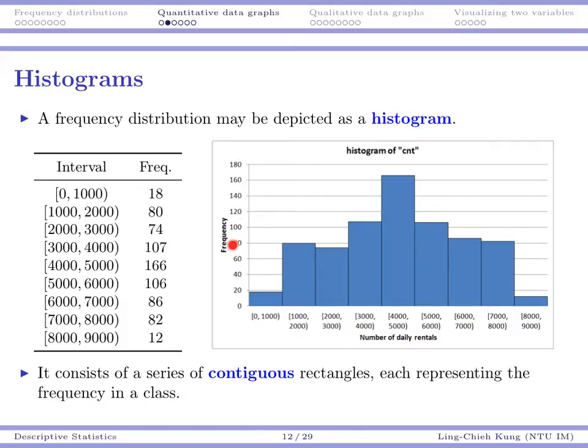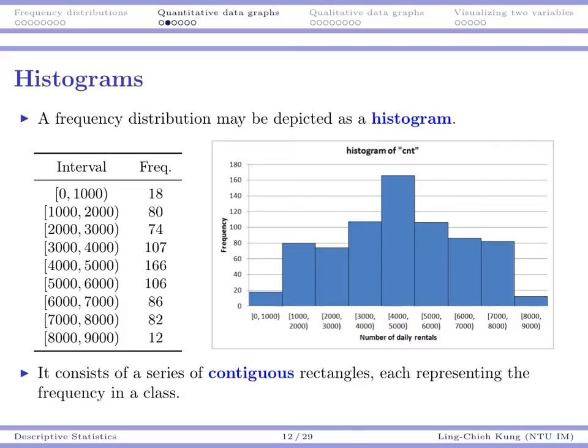With a histogram like this, you can directly see that most of the daily rentals are around 4,000 and 5,000, and extreme cases are rare, and so on. Okay, you can have a very rough idea about the distribution of your data set.